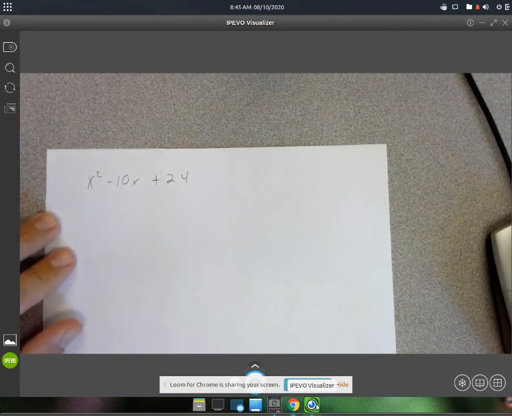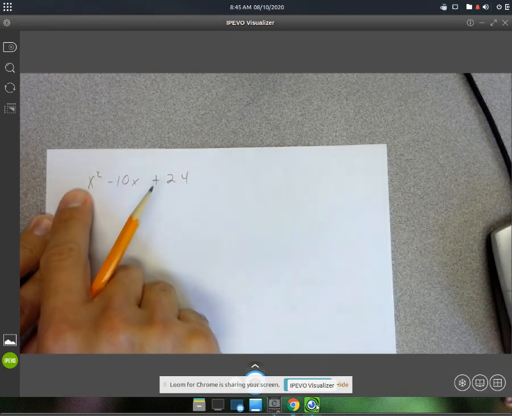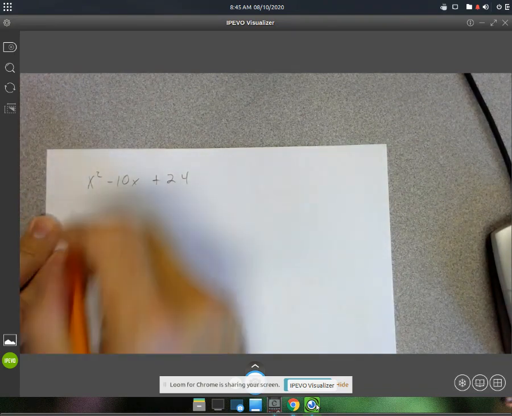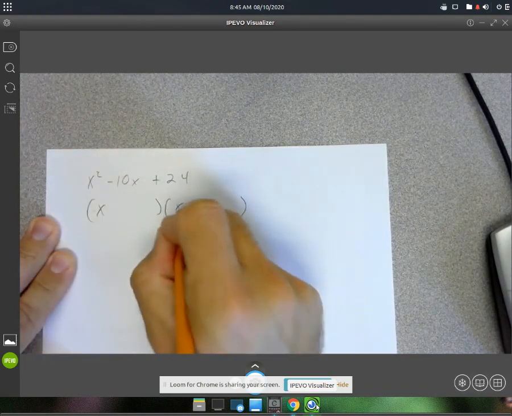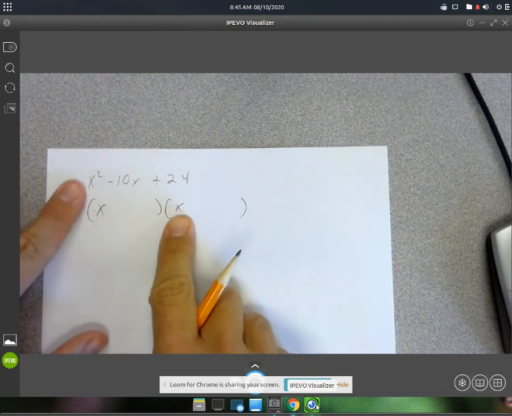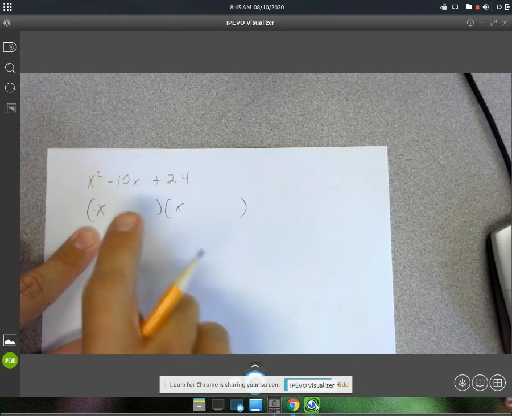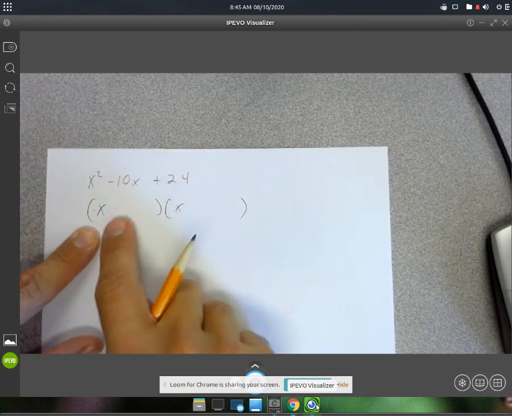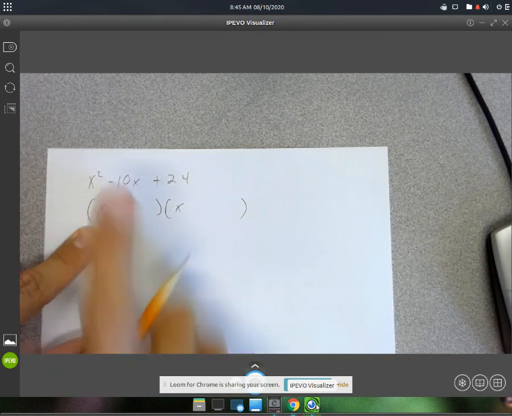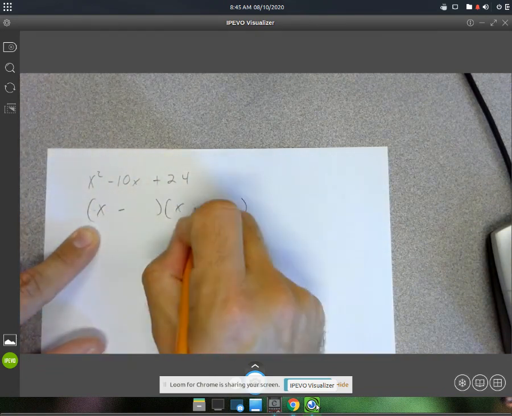All right, let's start with, we already have a 1 for the leading coefficient. So we're going to factor it into two binomials. This has to be an x and an x in order to give us x squared. Next, we've got a positive here. That means that these two signs have to be the same. This is a negative, so they have to be both negatives.